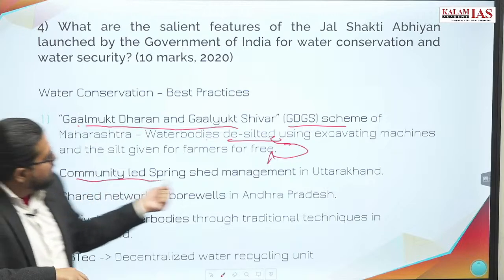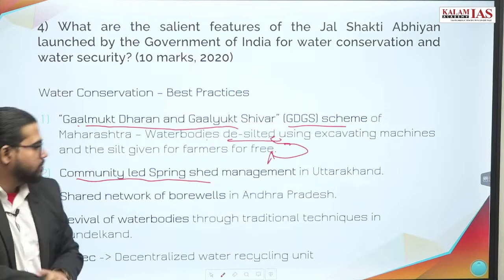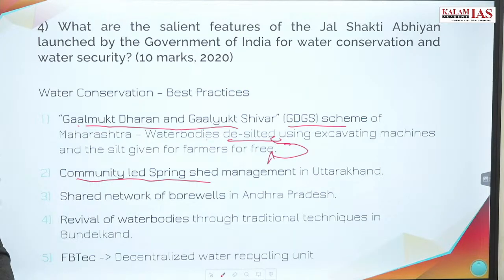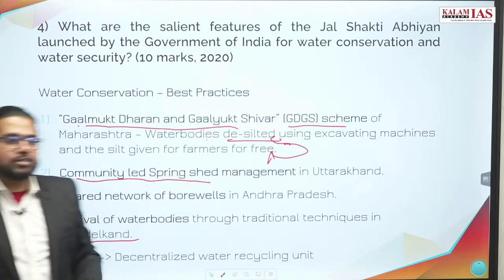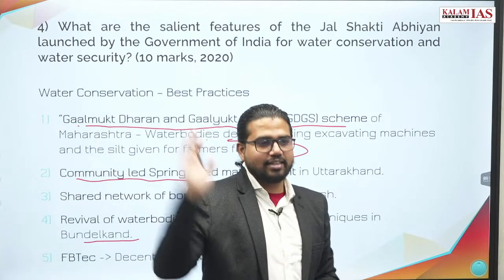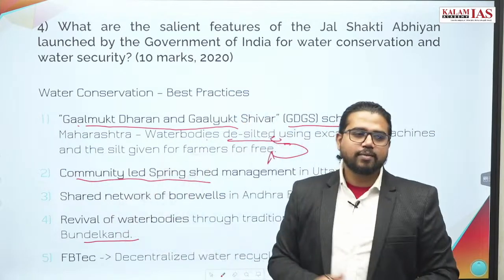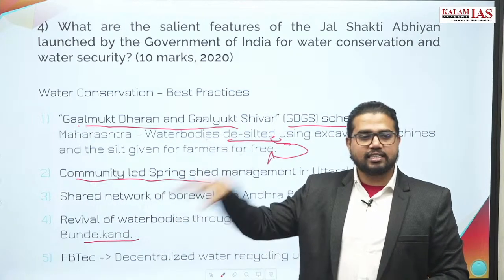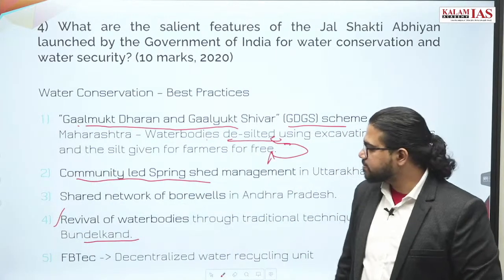What else? Community led spring shed management, that is in Uttarakhand. In the Bundelkhand area, traditional water bodies were revived. A similar one is done in Andhra Pradesh also. Revival of dams, revival of, yes, Kakatiya Kingdom, old generation dams, Mission Kakatiya, that was done in Telangana. Revival of traditional dams, traditional water conservation systems.